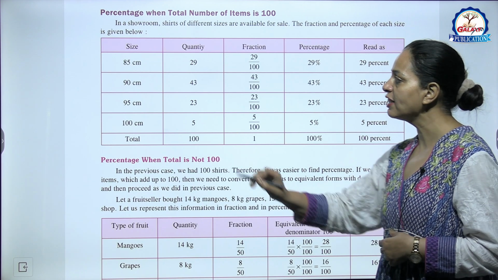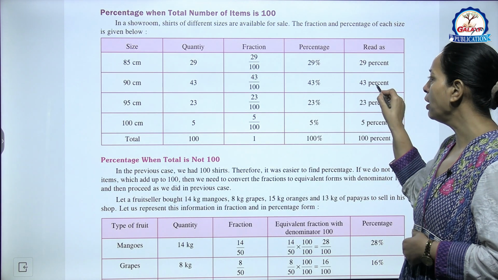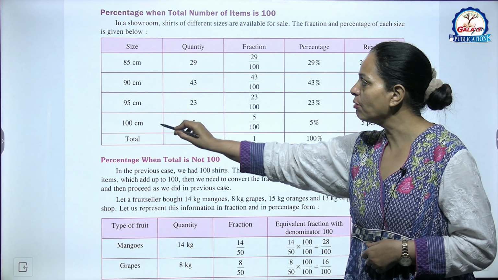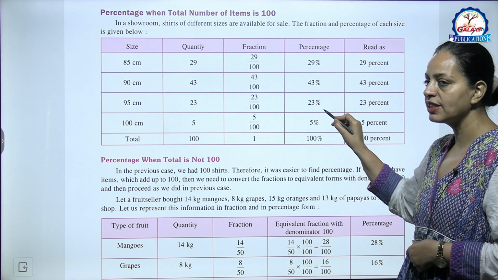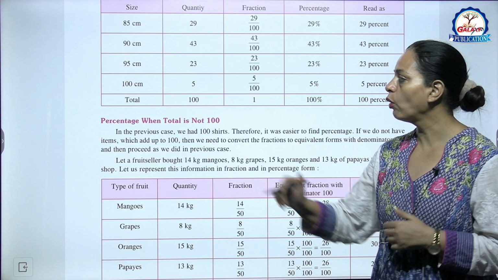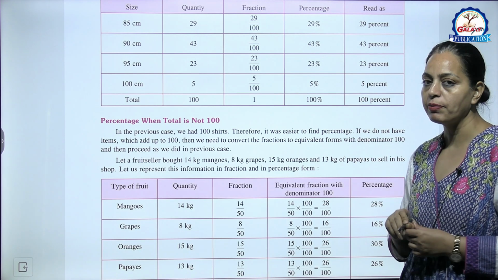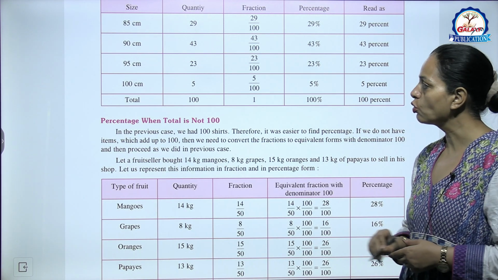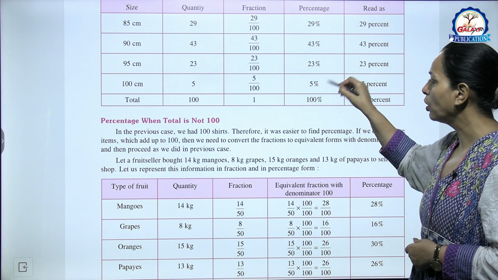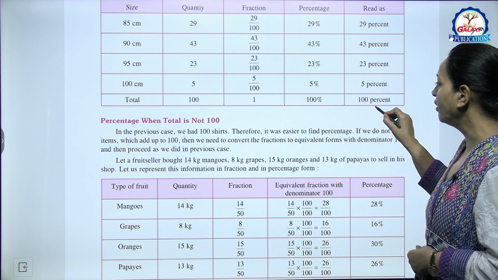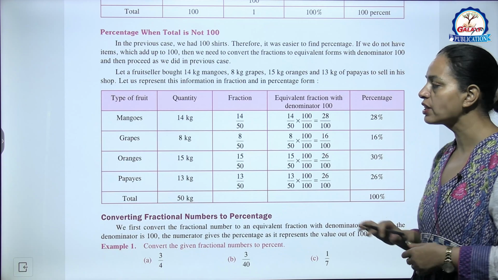29%. 90 centimeter size, quantity is 43. So, 43 upon 100, so 43%. Then 95 centimeter, 23 quantity, so fraction 23 upon 100, so 23%. Now 100 centimeter, 5 quantity, fraction 5 upon 100, percentage 5%. So total 100 fraction इनका हम sum करेंगे, that is 1, and total percentage 100%.